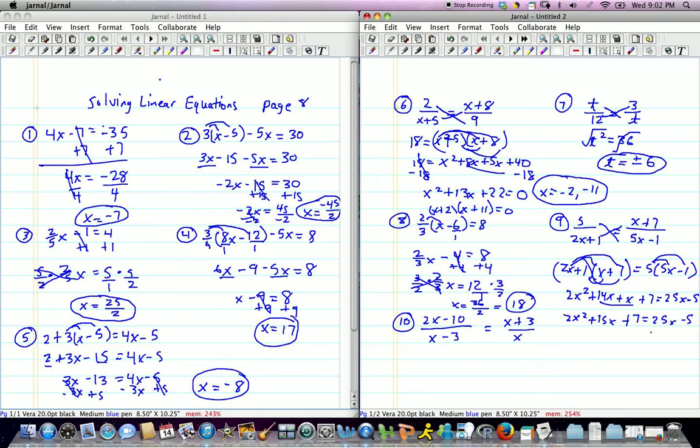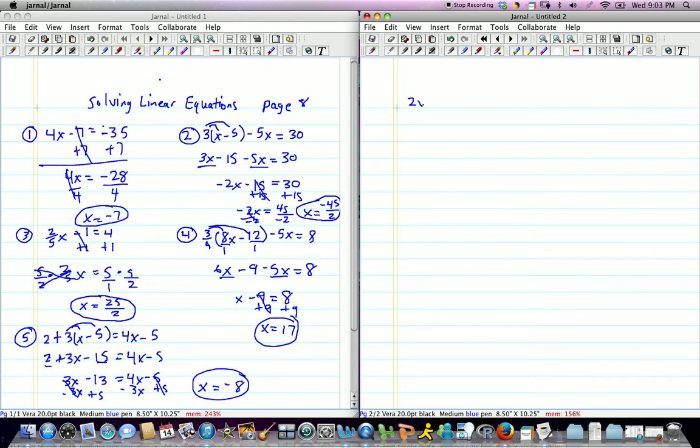I need to make this equal to 0, so I'm going to subtract 25x from both sides, and I'm going to add 5 to both sides. When I do this, I get 2x squared. Now this is going to be minus 10x. So this part's not positive, but this is minus 10x when I combine these terms together. And then when I add 7 and 5, I get plus 12 equals 0. Now at this point, I'm going to run out of room, so I'm going to write this problem on the next page. 2x squared minus 10x plus 12 equals 0.